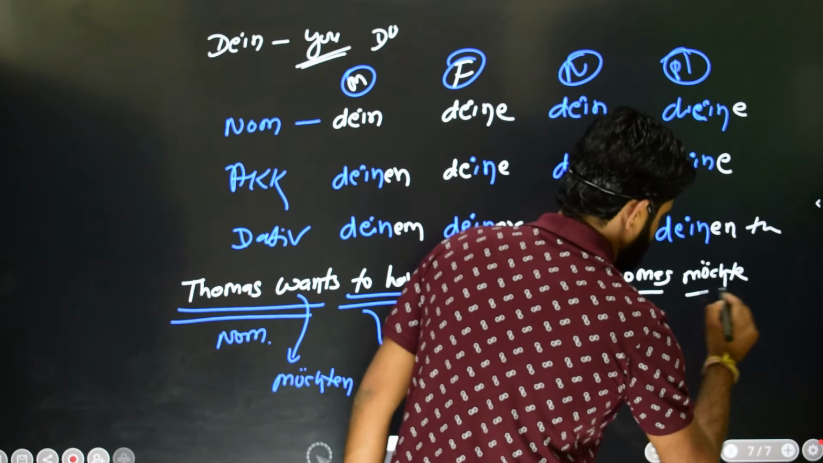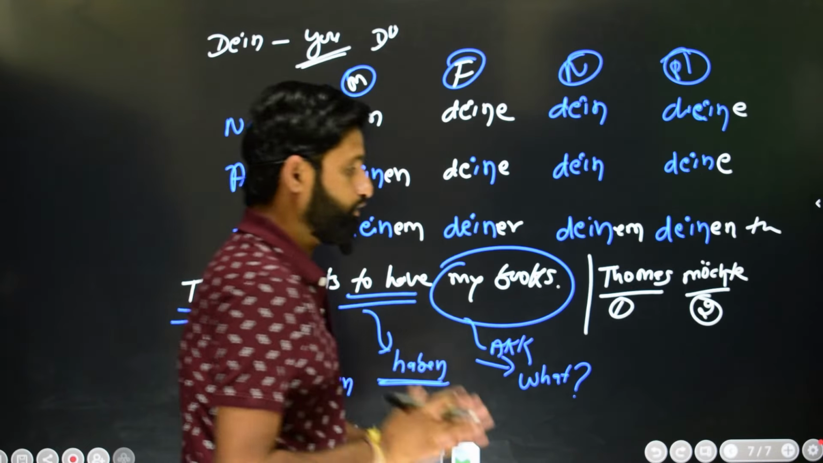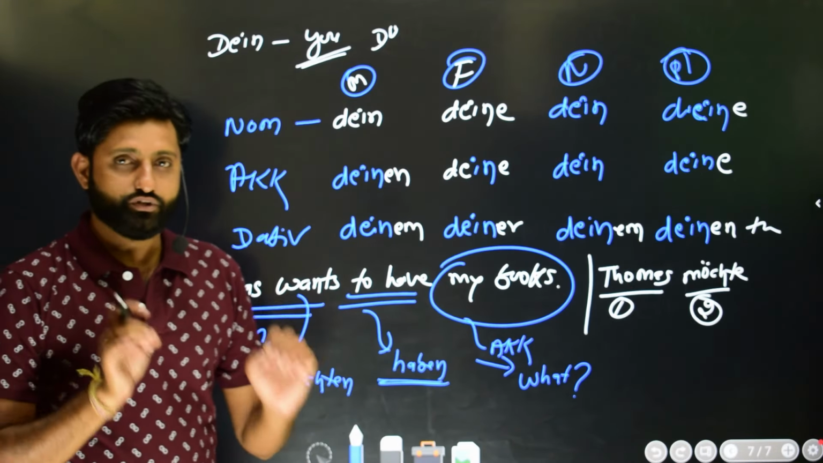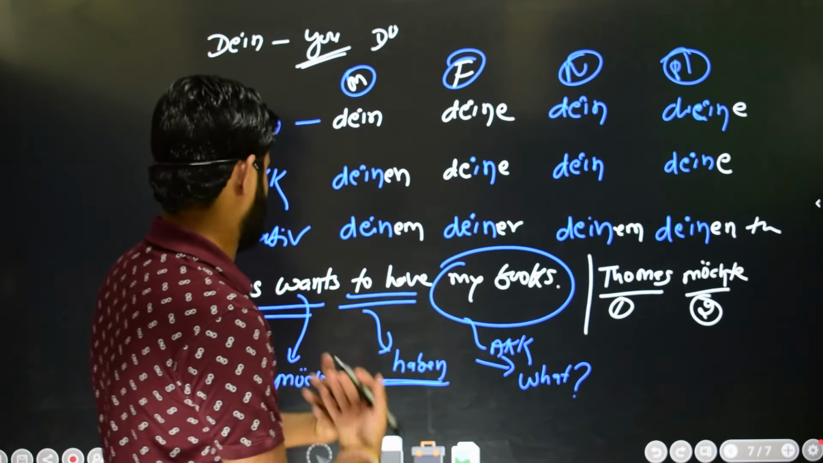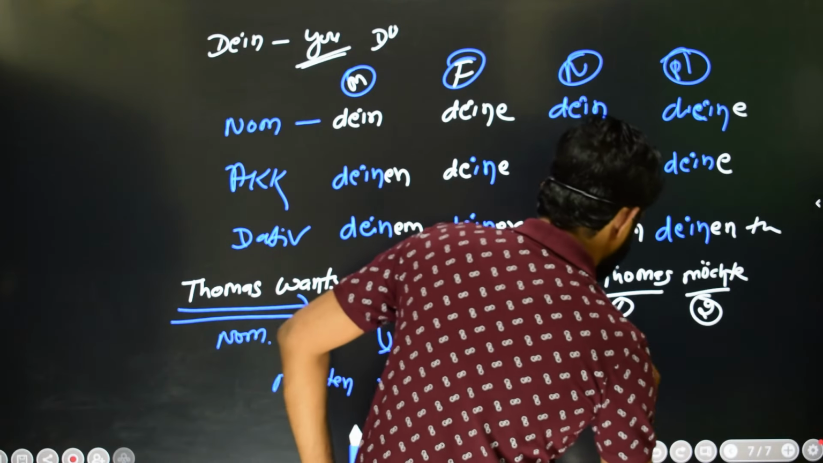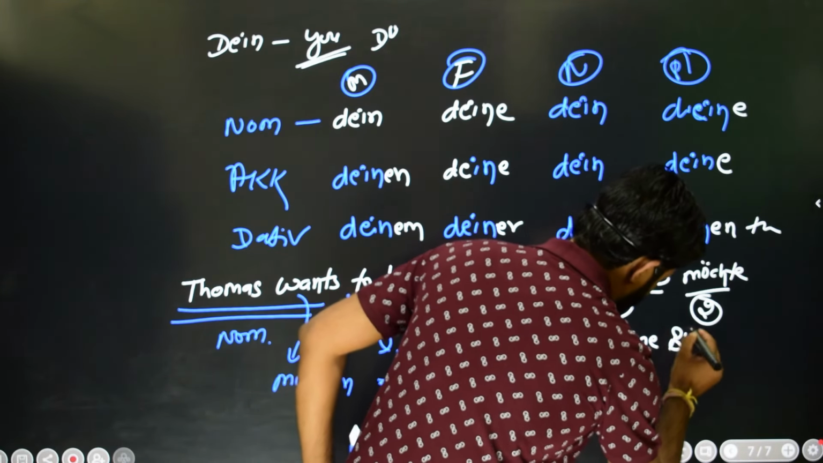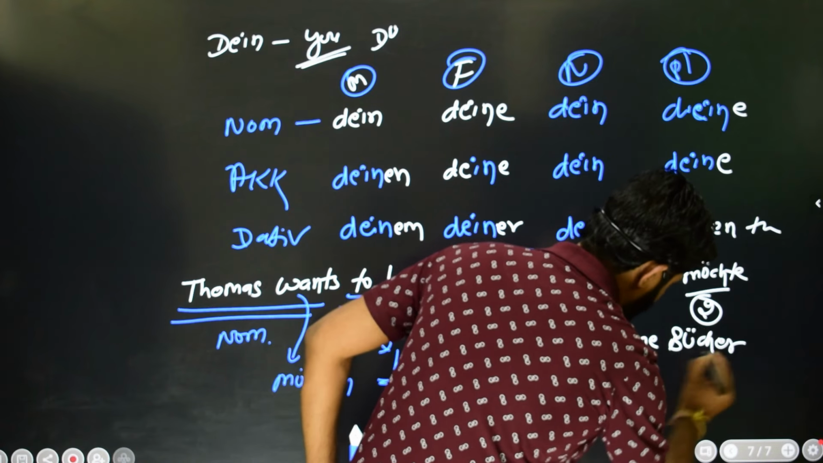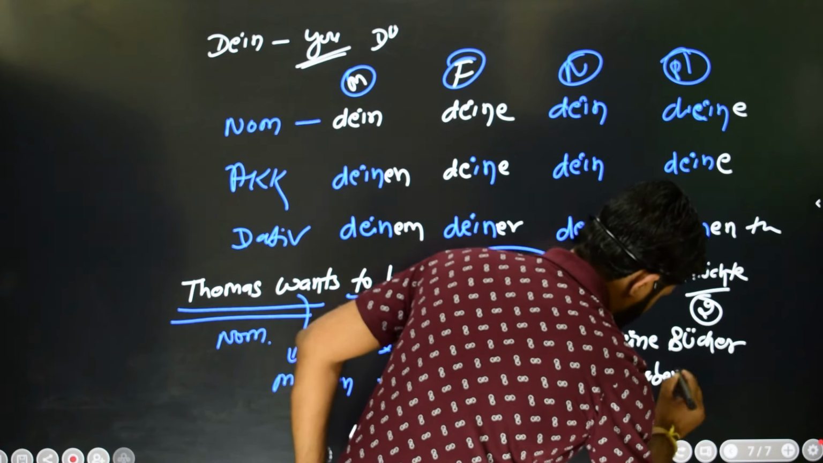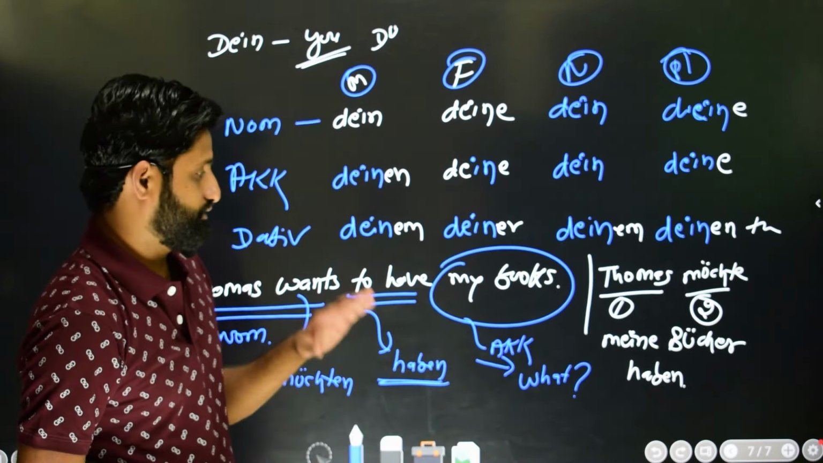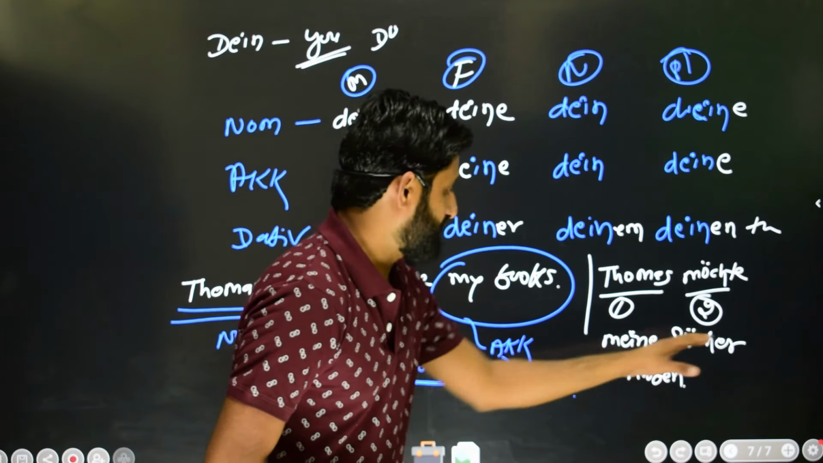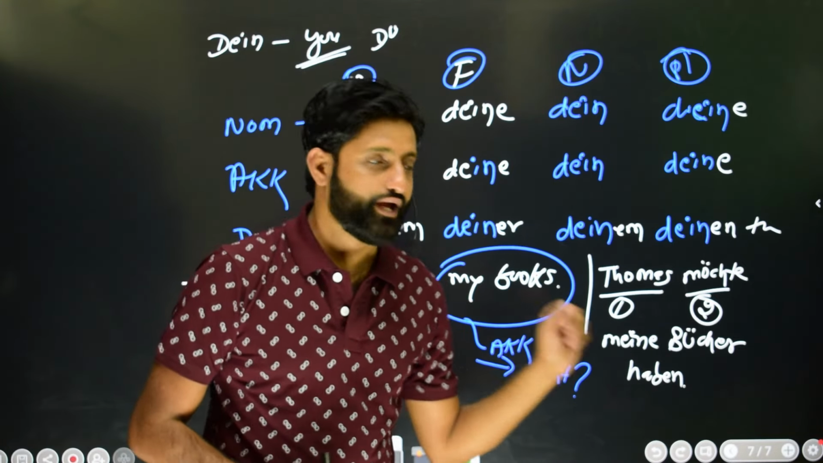Thomas Mjøste, second position. And what does Thomas want? Thomas wants my books. Now, let's try to understand this sentence. Thomas möchte meine Bücher haben. Thomas wants to have my books.